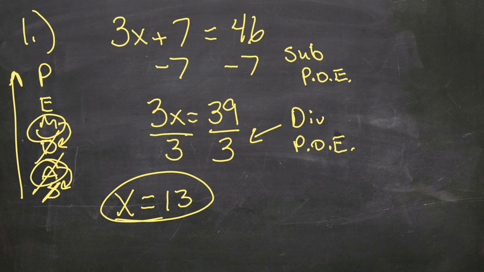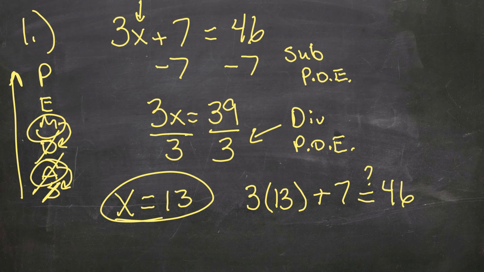Alright, now that's my answer. To see if that works, I'm going to take that 13, I'm going to plug it in right there for x. So I'm going to rewrite this 3 times 13 instead of x plus 7. Does that equal 46? That's why I put a question mark over there. Plug in your calculator, it does work, so you're good to go.